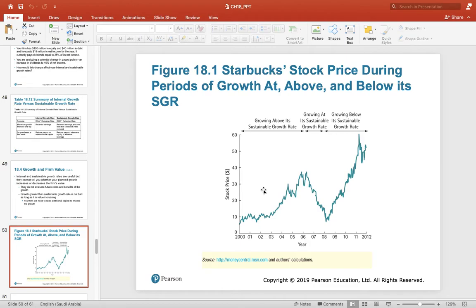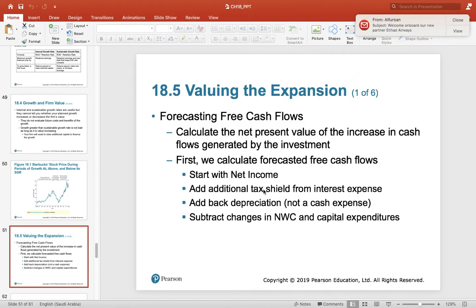Growth above its sustainable growth rate, you can see here, stock price and the year. When the company is growing above the SGR, the price was increasing, and when the company was growing only at the SGR, price was falling. And below the sustainable growth rate, again the company started paying dividend and the stock price started peaking. So this is the way companies make the dividend policy.